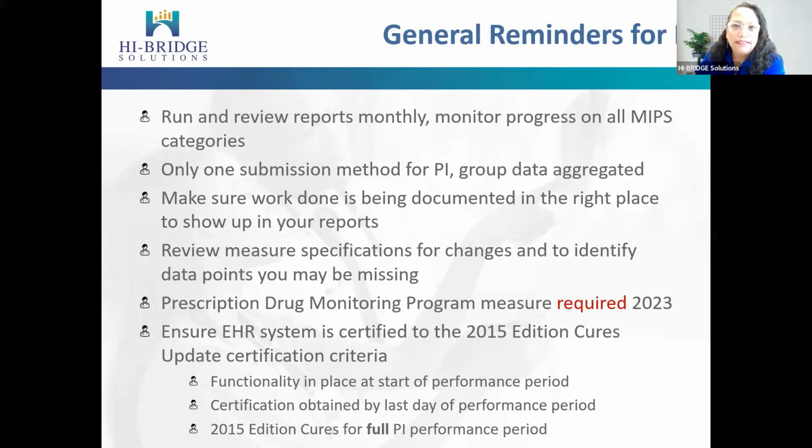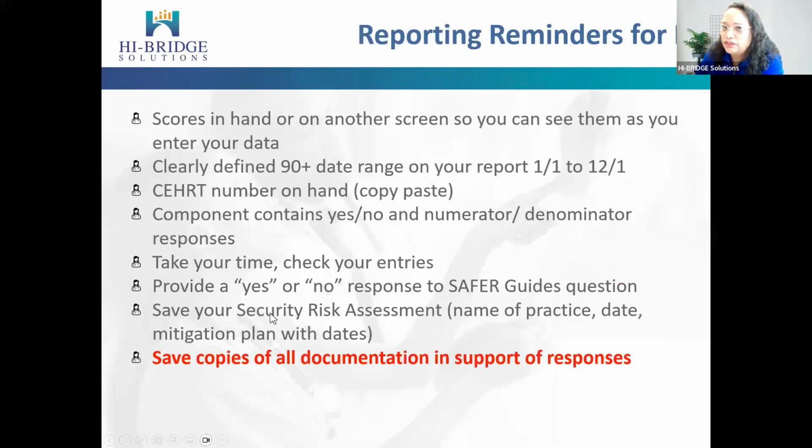Our next slide: a few other reporting reminders for promoting interoperability. When you actually do go to report, it's so helpful to either have printed out your numerator and denominator for the measures that require that, or to have it up on another screen so that you can see them as you enter the data. Clearly define your 90-day date range on your reports, anywhere within the 2023 calendar year. Again, you can visit the CHPL website or request it from your vendor. Make sure you have your certified electronic health record technology number on hand.